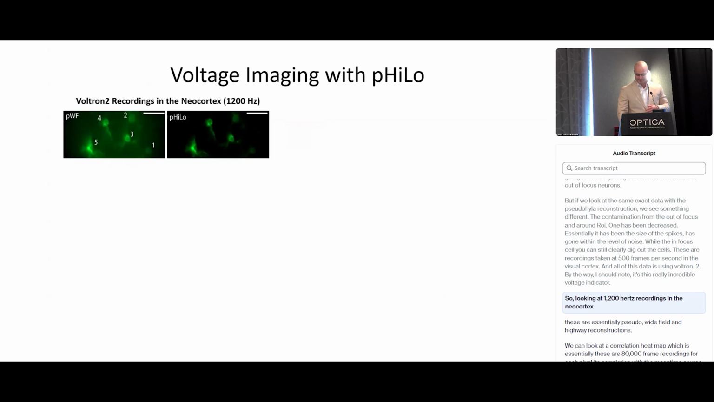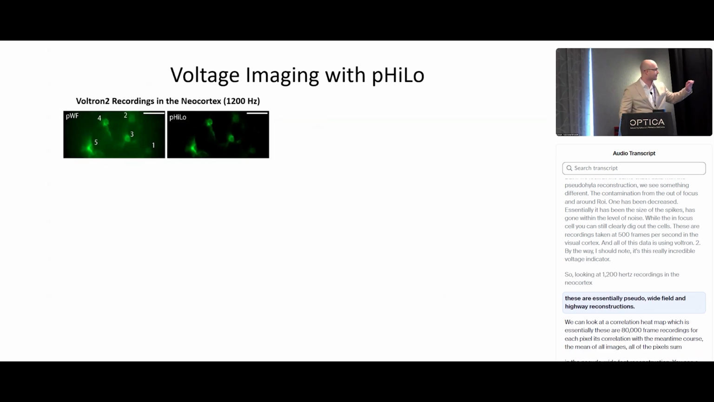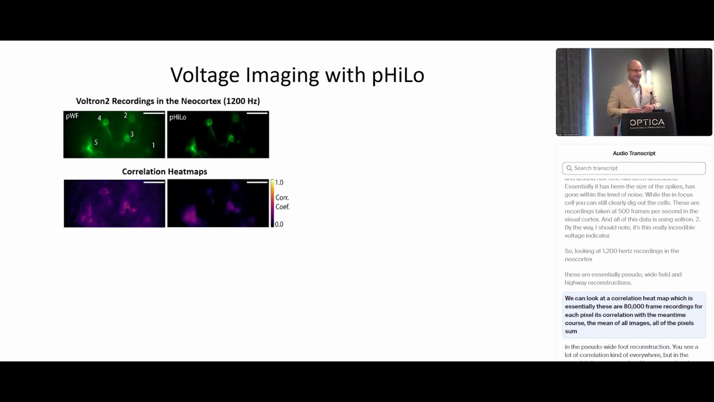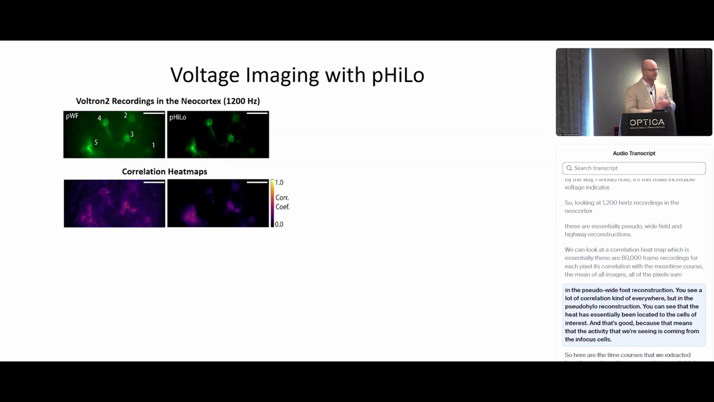So looking at 1200 hertz recordings in the neocortex, these are essentially pseudo-wide field and pseudo-HiLo reconstructions. We can look at a correlation heat map. These are 80,000 frame recordings. For each pixel, it's the correlation with the mean time course, the mean of all images, all of the pixels summed. And in the pseudo-wide field reconstruction, you see a lot of correlation kind of everywhere. But in the pseudo-HiLo reconstruction, you can see that the heat has essentially been localized to the cells of interest. And that's good, because that means that the activity that we're seeing is coming from the in-focus cells.